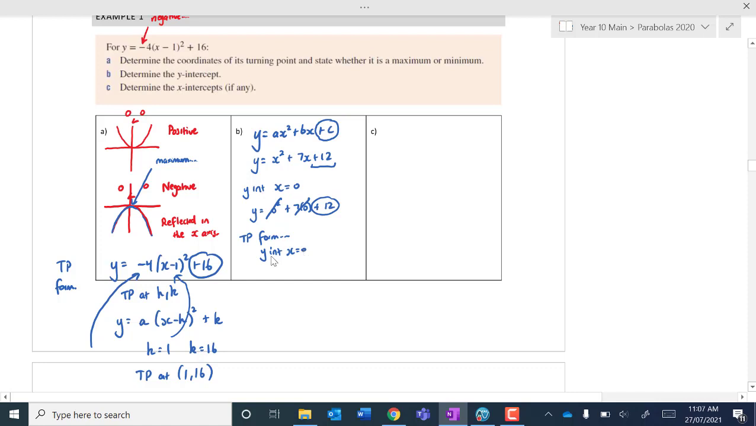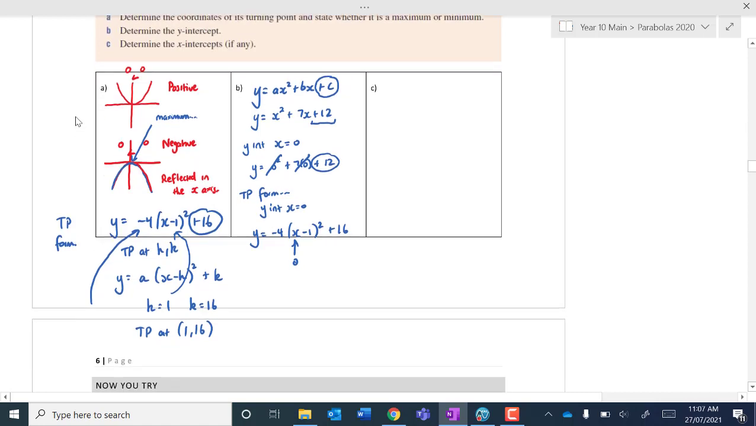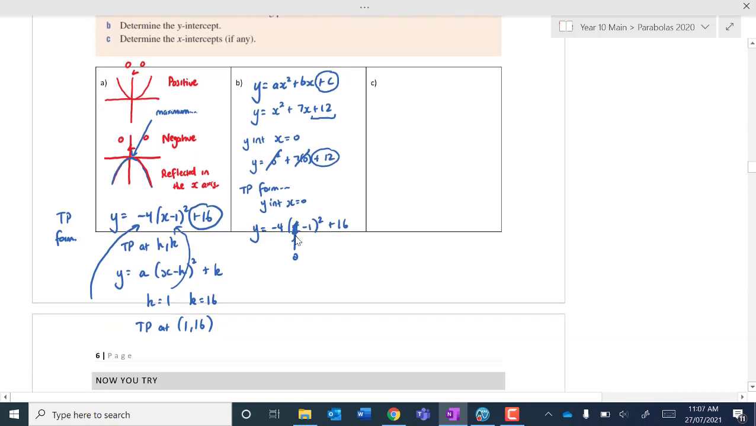But can you see there that when I sub in x equals 0, -4(x - 1)², that's our formula. If I make that 0, well, what we've got is negative 1 squared is 1. 1 times negative 4 is negative 4. Negative 4 plus 16 clearly is not 0. In fact, 16 take 4 is 12. So our y-intercept for this is 12, which means it's not easy.